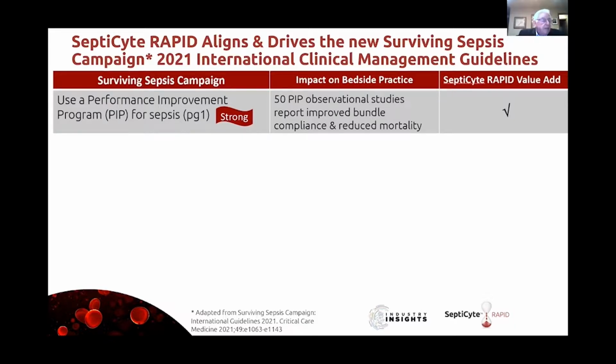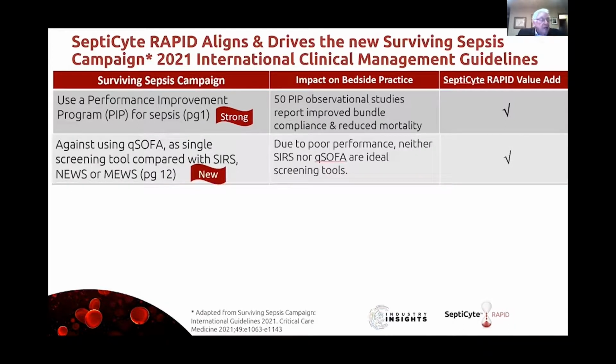compliance. Next. A new recommendation was made against using QSOFA as a single screening tool, but in combination with others such as the systemic inflammatory response syndromes, clinical presentation, modified early warning systems, and other screening processes. Septicide Rapid, with a 1-hour turnaround time, can aid in the early evaluation of a patient identified by these screening processes.